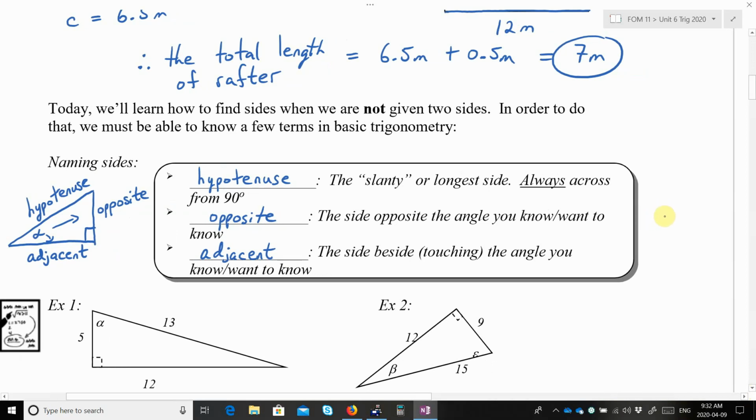And you may notice, guys, that the opposite and adjacent labels will actually switch if we are talking about the other angle. So we've got a 90-degree triangle. Across from the 90 is the hypotenuse. Let's say we were interested in this angle, or we knew this angle in the upper corner there. Let's call it beta. Then right across from beta is the opposite side, and the one beside it would be called adjacent. Okay, so you can see how opposite and adjacent labels can switch. It just depends on which angle we're interested in.